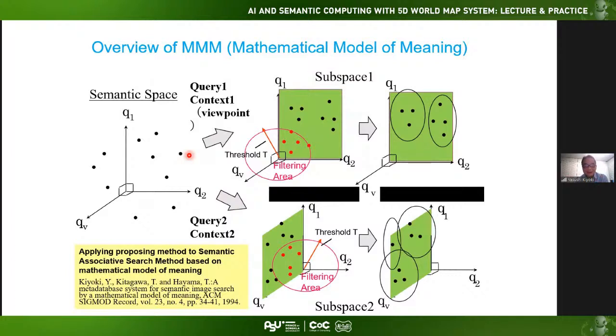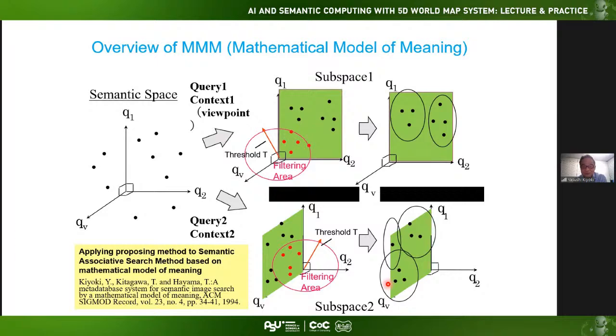And this is a summary of the MMM. We have the big space like this. How many dimensions do we have? This is an important discussion. And sometimes context is coming. Firstly, we select the subspace and then map big data to this subspace. And we can apply clustering, machine learning, or distance calculation. Many calculations in computer science can be applied to the subspace. And in another context, we can select another subspace and apply many computational modules.